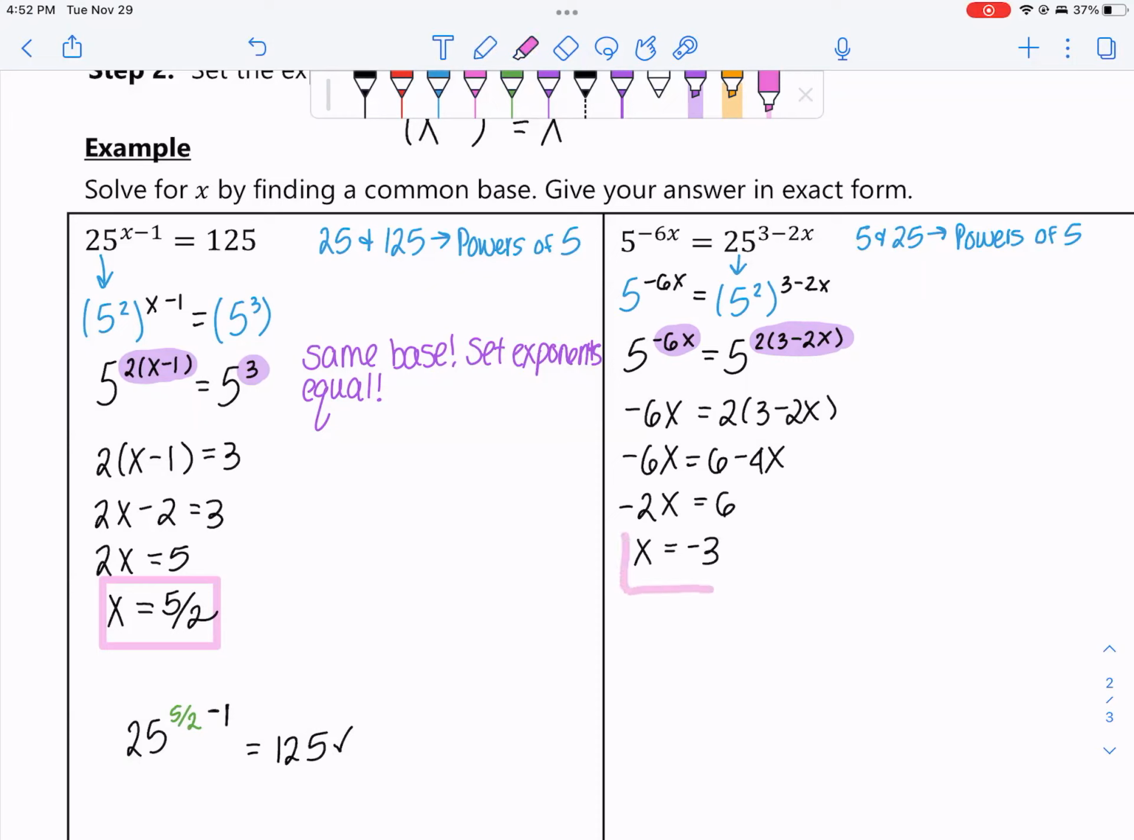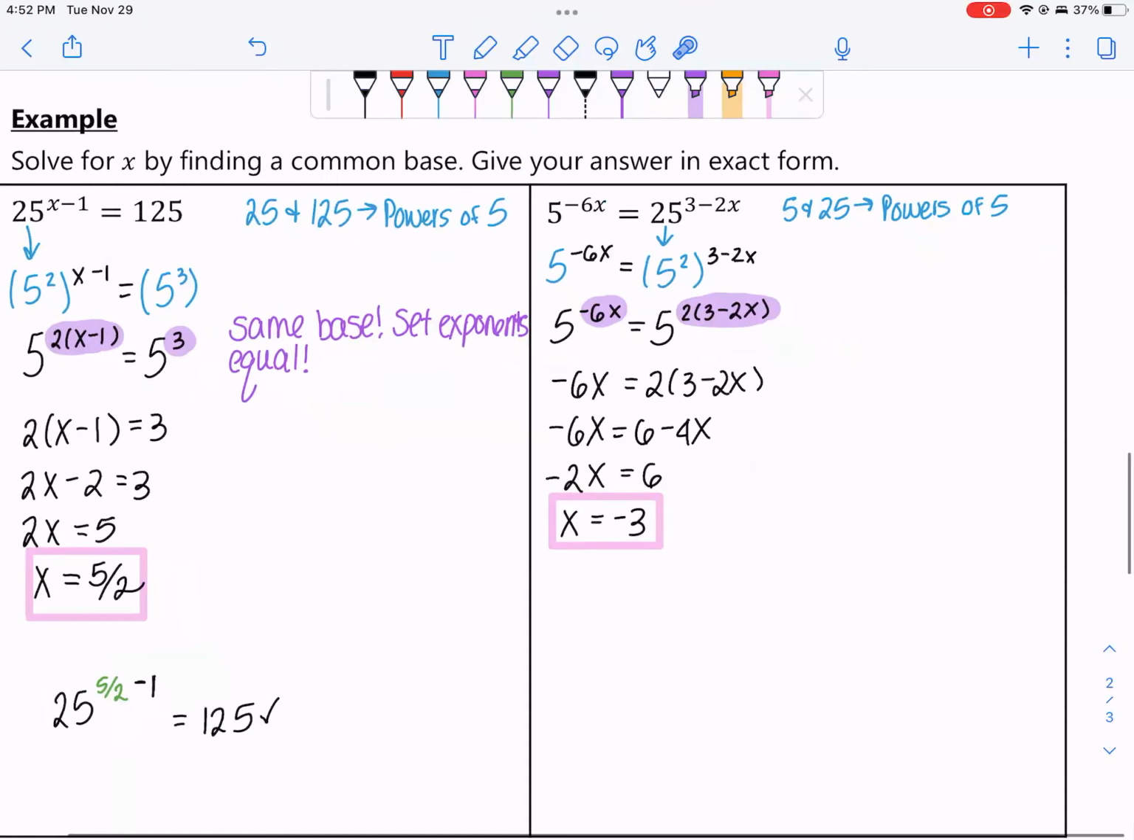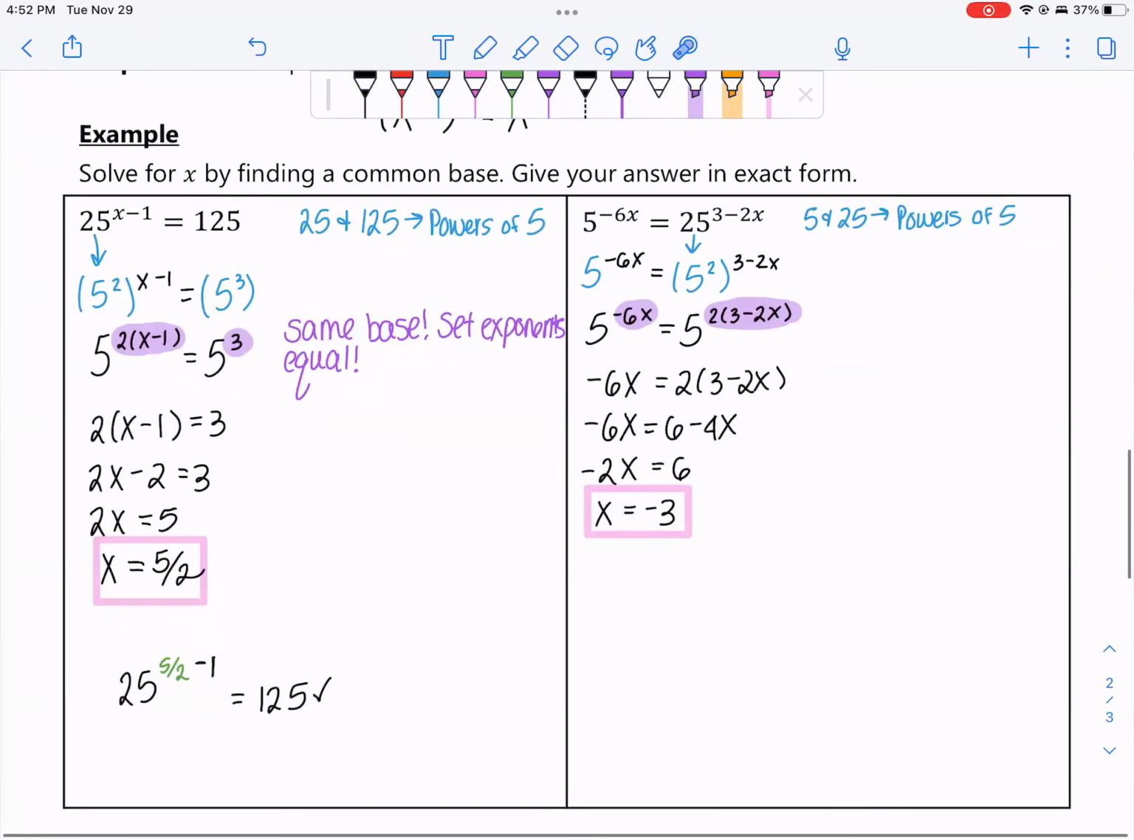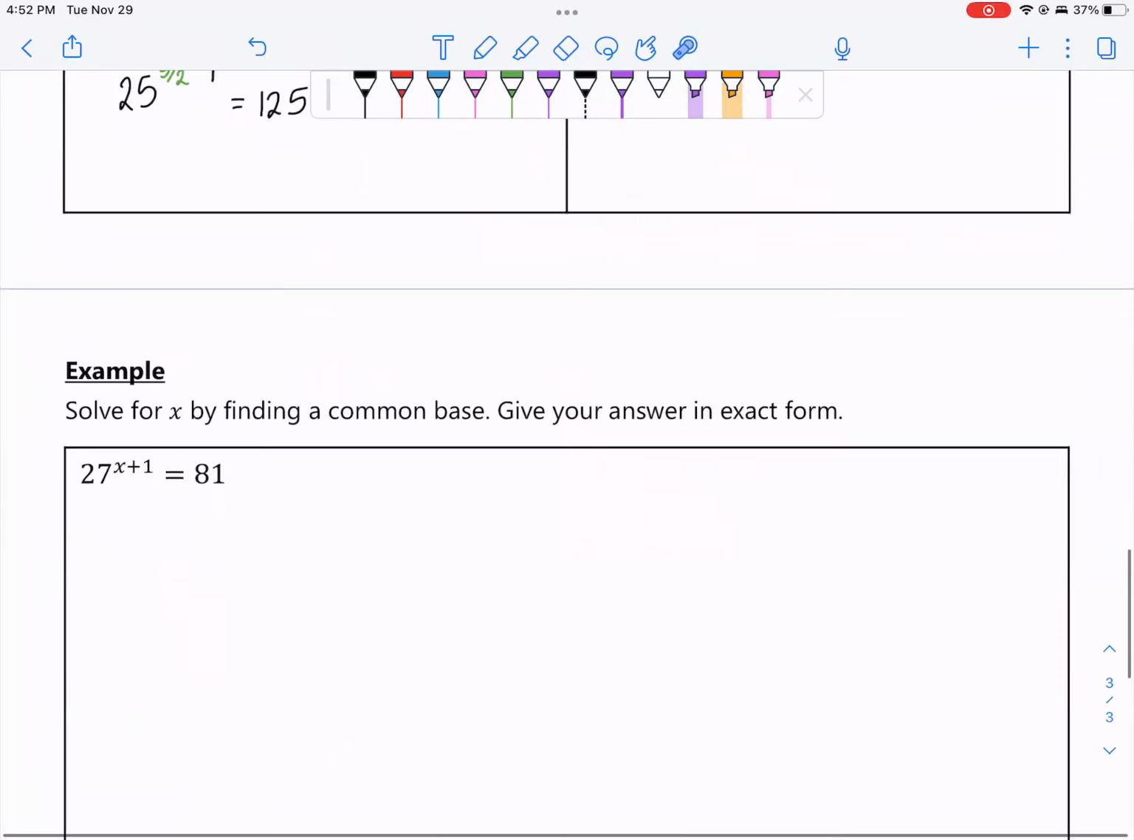I do not have to check my answer. I can simply say it's correct. Though once again, like I did over here, it's not that hard to check it. So making a common base is one of these things that's convenient if you can do it. If you can't, then the method we'll talk about in the last video for this section will take care of our problems.